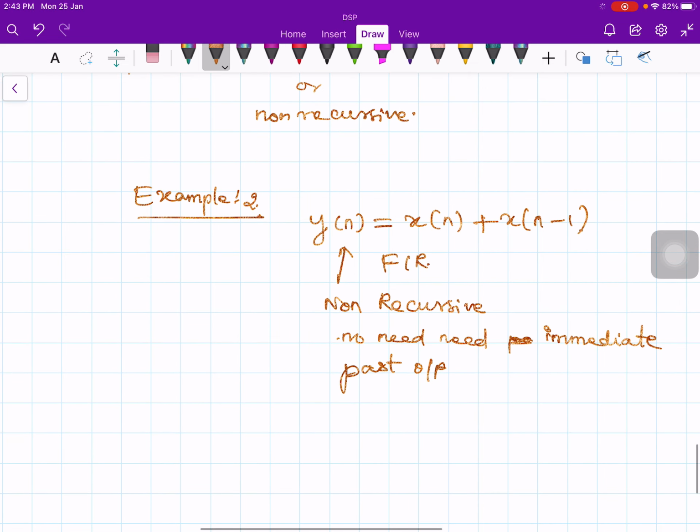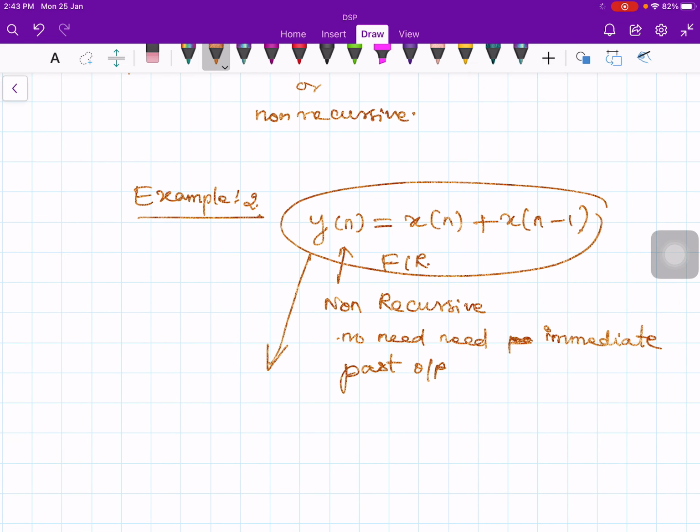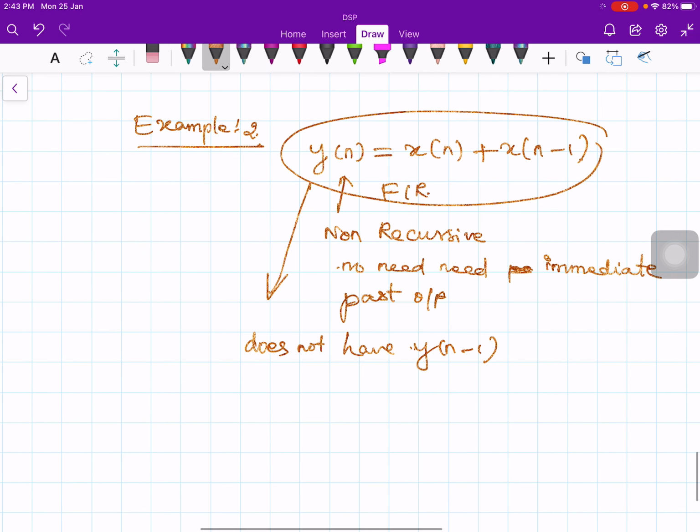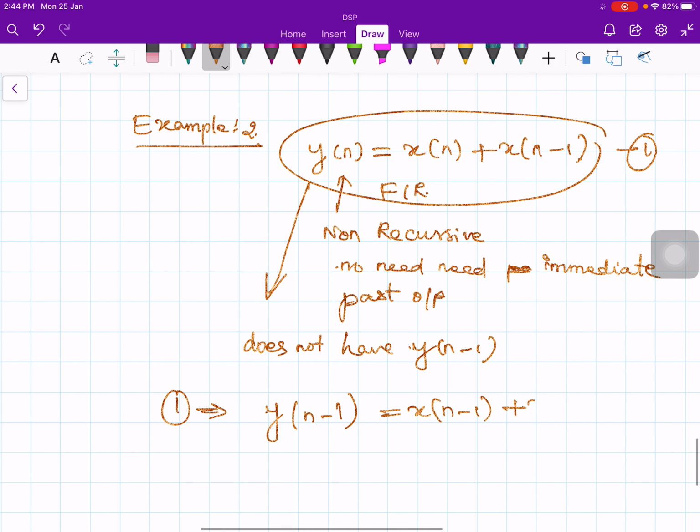This expression doesn't have y of n minus 1, but we can write it in terms of y of n minus 1. Let me call this equation number 1, and I can also write, replacing n by n minus 1, y of n minus 1 is equal to x of n minus 1 plus x of n minus 2.